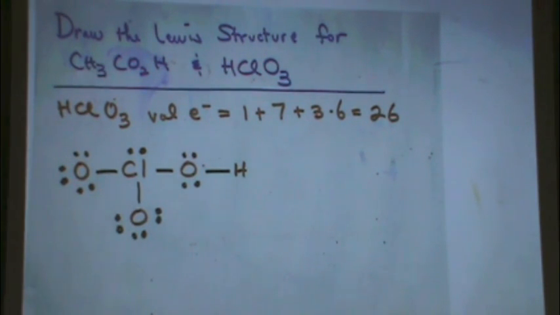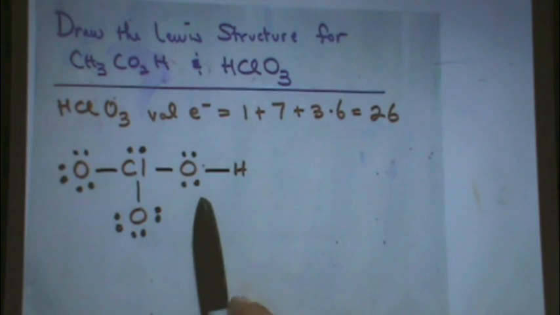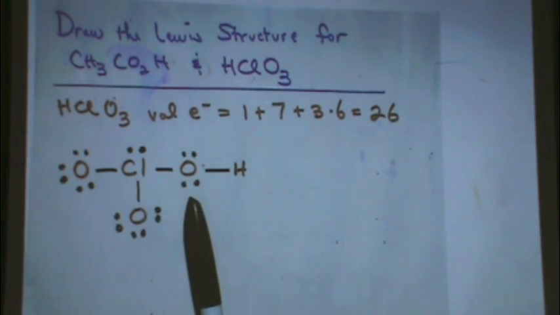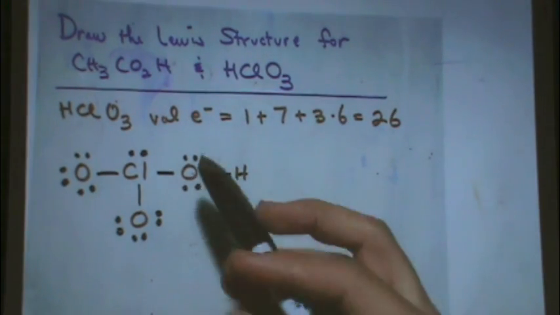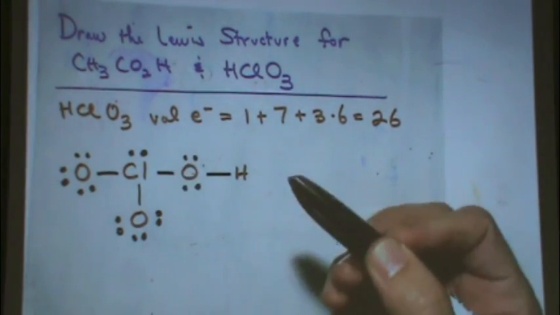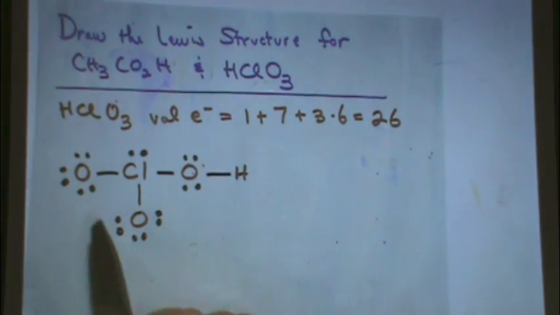Now, everything actually has an octet. We feel good about that. Let's check our formal charges. What's the formal charge of that one right there, that oxygen? Should get a 0. It's in column 6, and there's 6 items around it. 1, 2, 3, 4, 5, 6. That's 0.